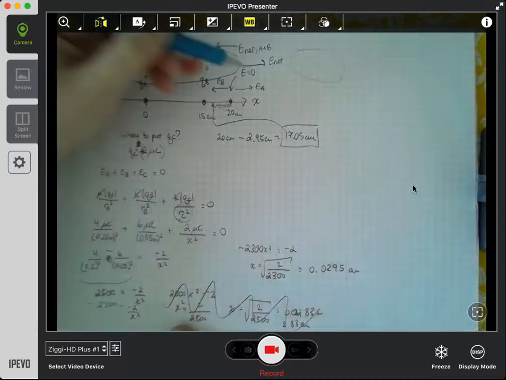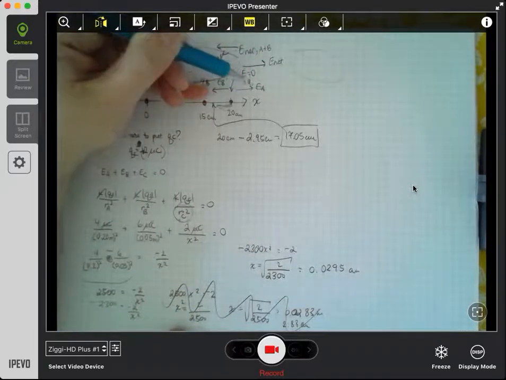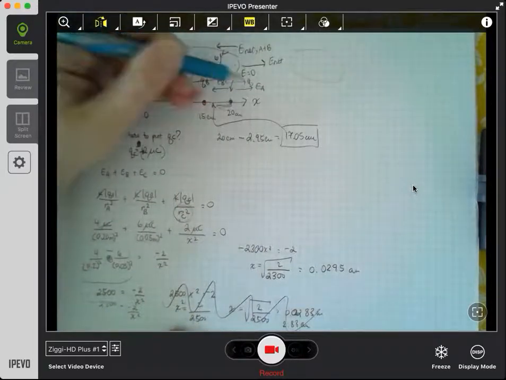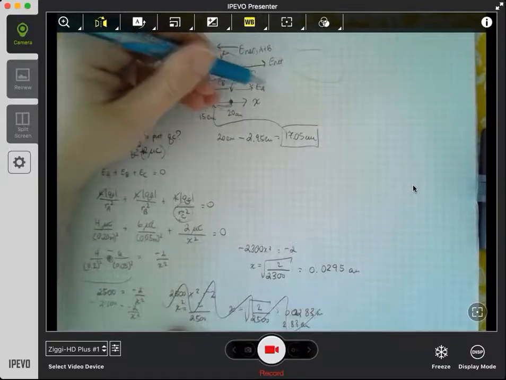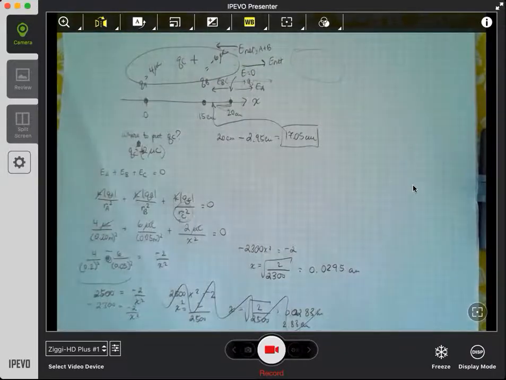Which direction would it have to be? Well, if it's positive when we put it over here, its E field would have pointed to the left instead of to the right, and we need it pointed to the right.